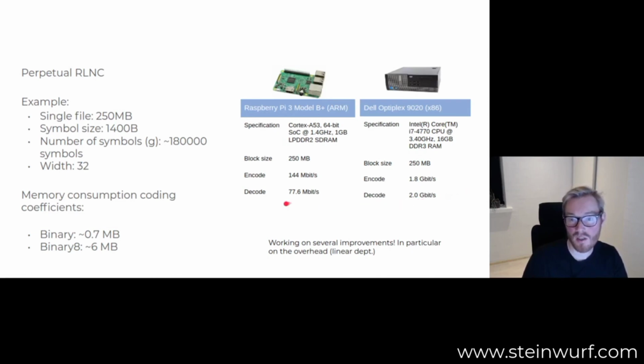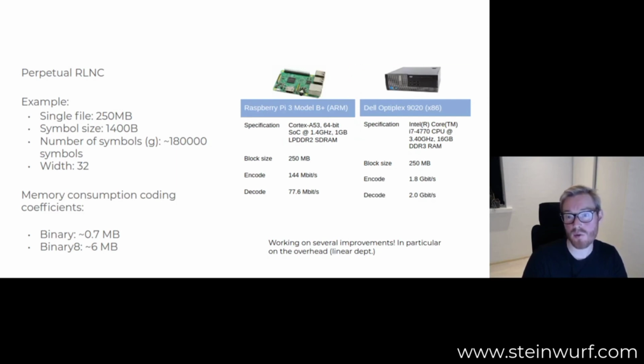And also the throughput of the algorithm is kept at a reasonable level. If we take this Raspberry Pi here, which has a 1.4 gigahertz CPU, we can see that for a 250 megabyte file, we can sustain an encoding throughput of 144 megabits, and the decoder is still running at 77 megabits. And this is really interesting because just this 250 megabyte file is not possible to do with any other erasure correcting algorithm that we know of.